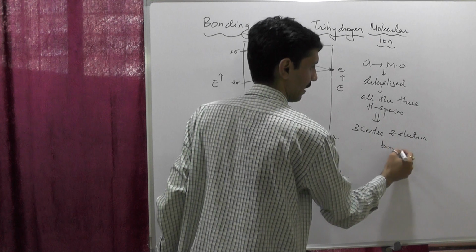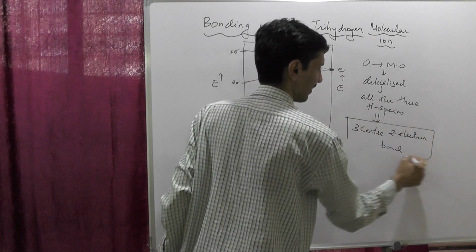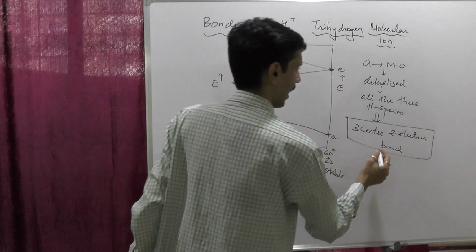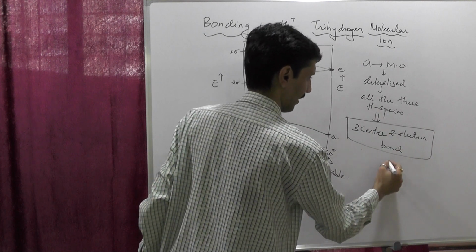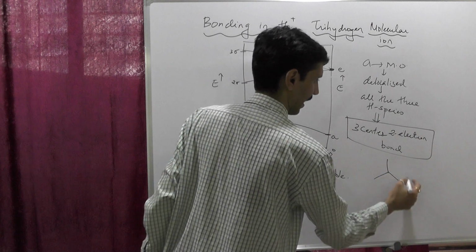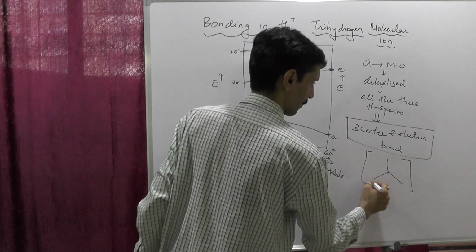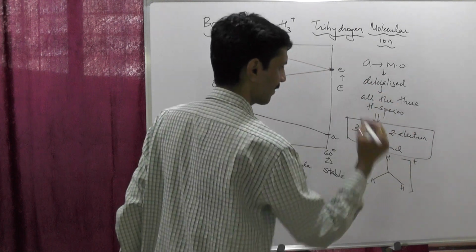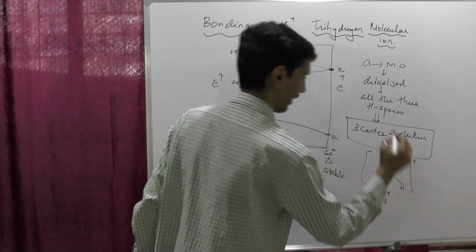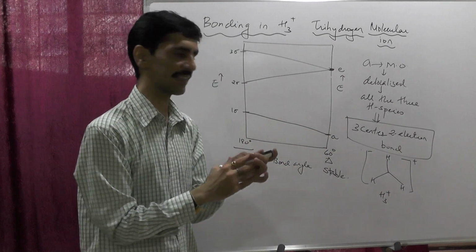इसको ऐसा नाम दिया जाएगा. It will be called as what? 3 center 2 electron bond. Okay, and it will be denoted like this. ऐसा दिखाएंगे हम, H H H and the overall charge is plus. This is H3 plus. Okay, तो ये आपको याद रखना है.